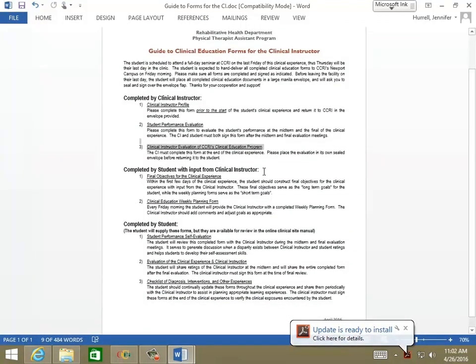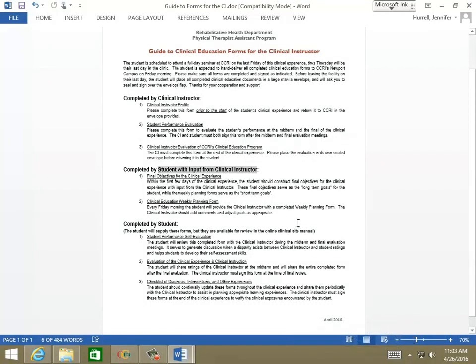Next, let's move on to the forms completed by the student with input from the clinical instructor. Our philosophy at CCRI is that our students are adult learners, and we really encourage and foster the students to take ownership of their own learning experience. In doing so, they initiate these next 2 forms, which really sets the goals for the experience and serves as a roadmap for the experience.